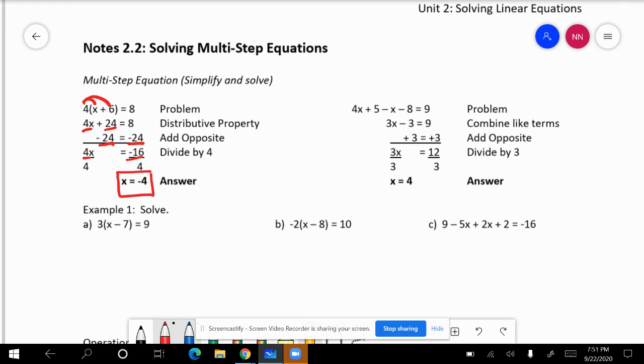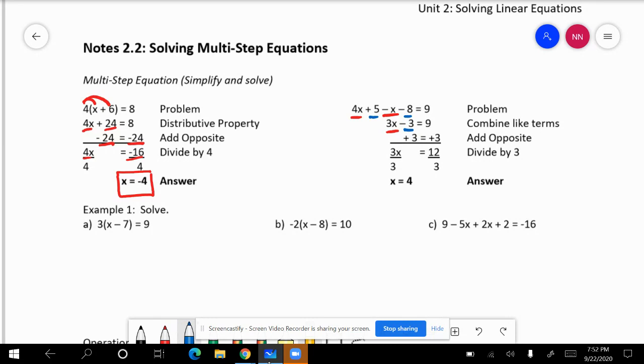Now, if we look at the next problem, notice that we have 4x and negative x. That adds up to 3x. We have a 5 and a negative 8, which adds up to negative 3. So notice that we're combining like terms. There's no parentheses. That's why we're not distributing.